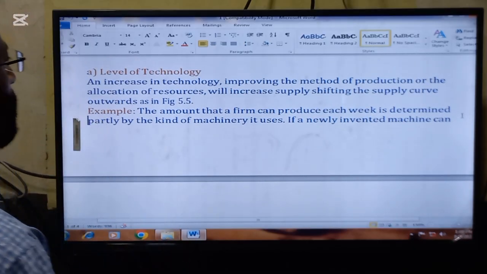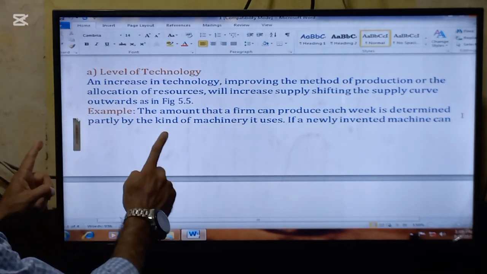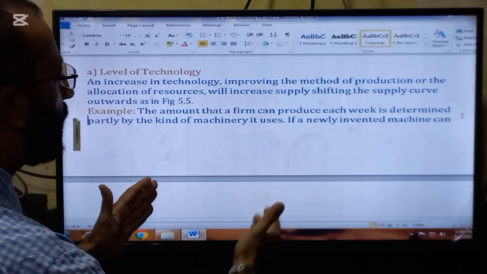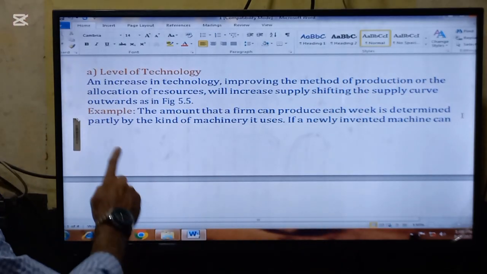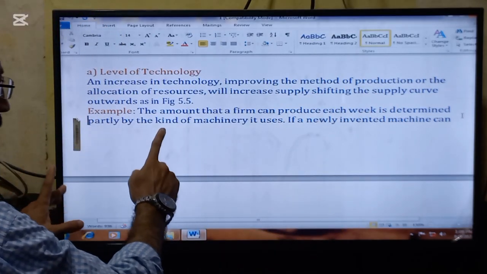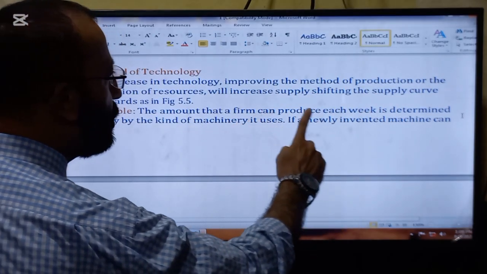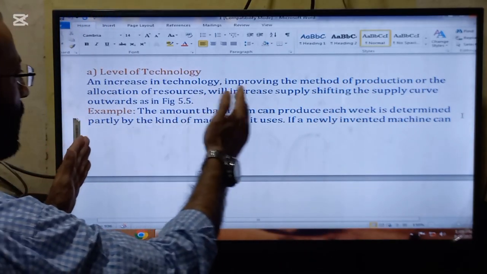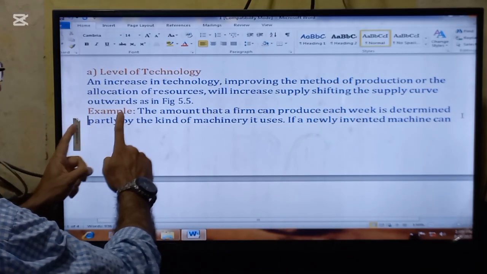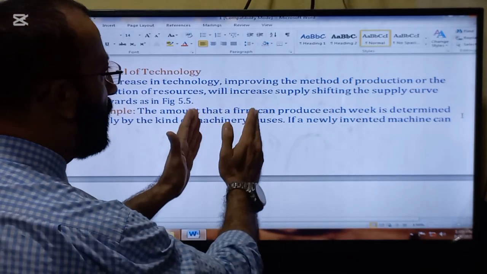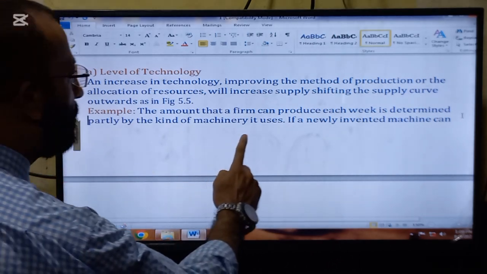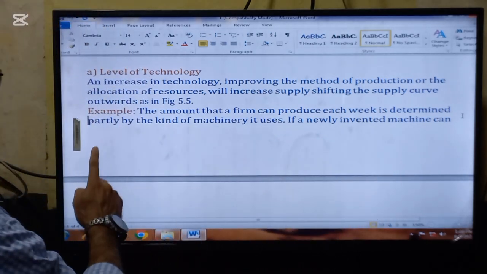So the first thing that we are going to read is the level of the technology. So definitely the level of the technology will affect the supply of the commodity. An increase in technology improving the method of the production or the allocation of the resources will increase supply, shifting the supply curve outwards as in figure 5.5. So supply will be increased when there will be increase in the technology that will improve the method of the production.